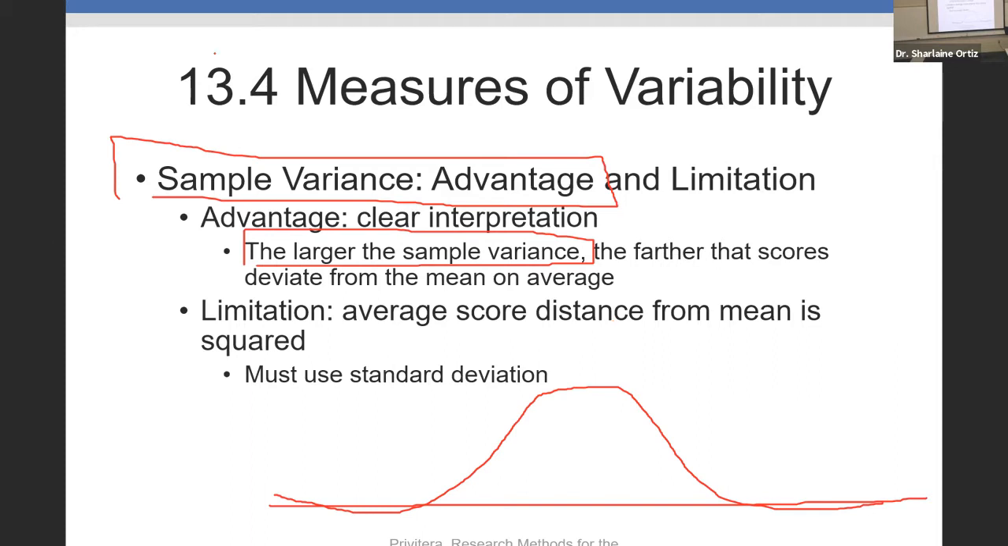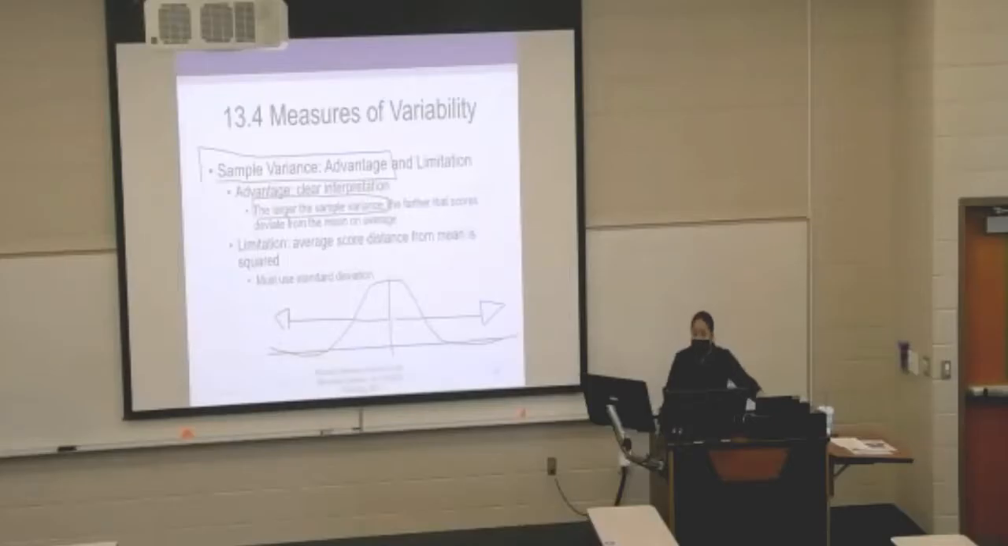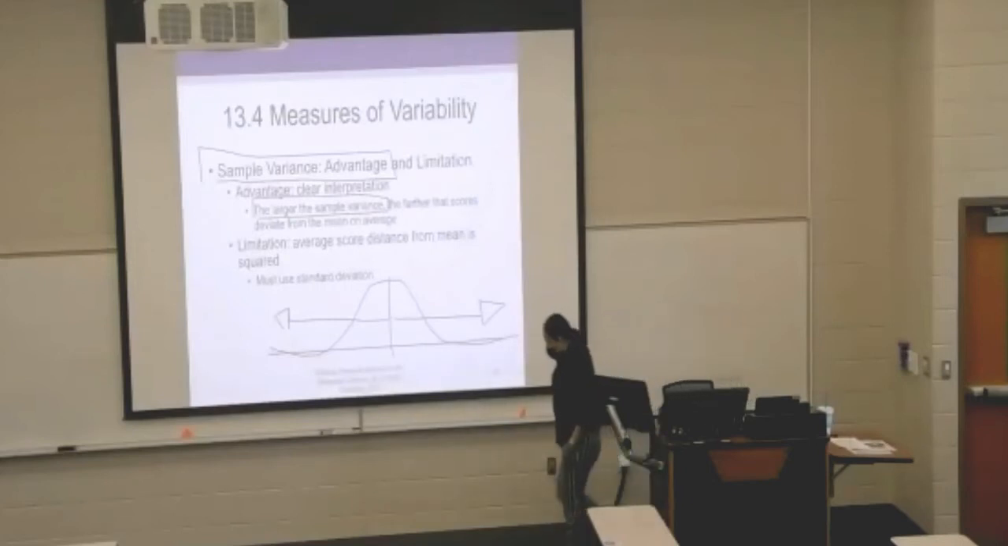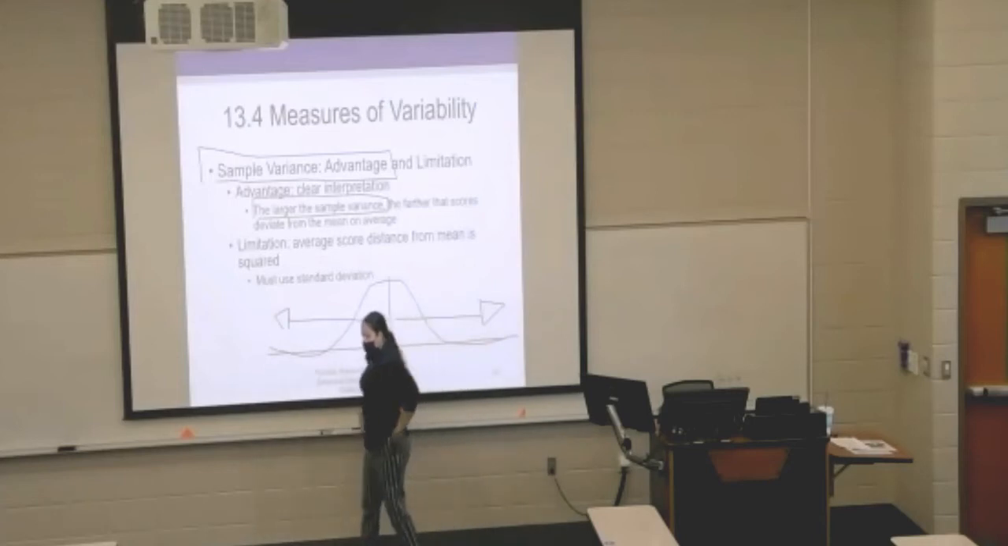I'm working on it. So, in keeping again with this bell, not Pavlov's, think about the larger that sample variance, right? The further away that data is deviating from that mean, right? So we can show that there is indeed some sort of variability. And I'll give you an example. So let's think about variability, right?